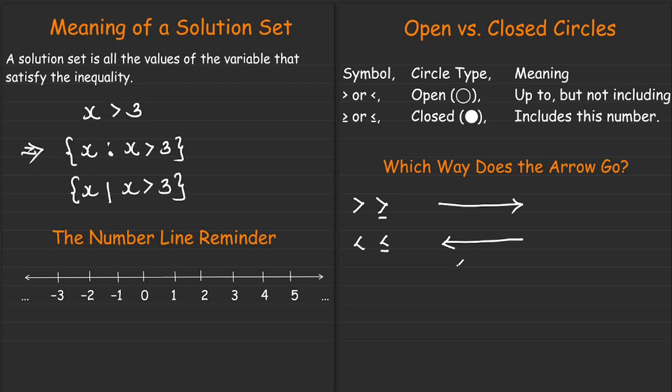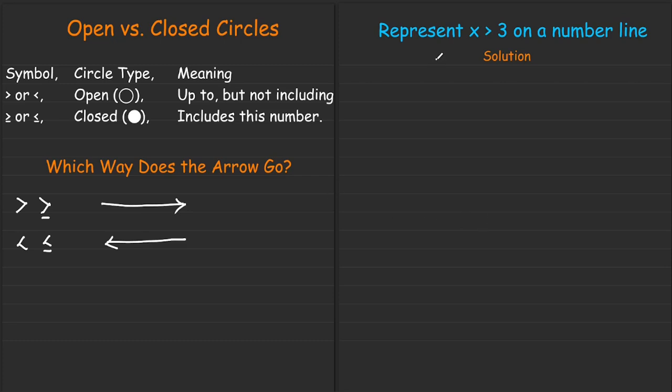Now, let's start our representation. In our first example, we have to represent x is greater than 3 on a number line. The first thing we need is our number line. So this is going to be my number line. And since it says x is greater than 3, I'm going to include a few numbers that are less than 3. So I'm going to put -1. Then we have 0, 1, 2, 3, 4, 5, 6, and then 7.